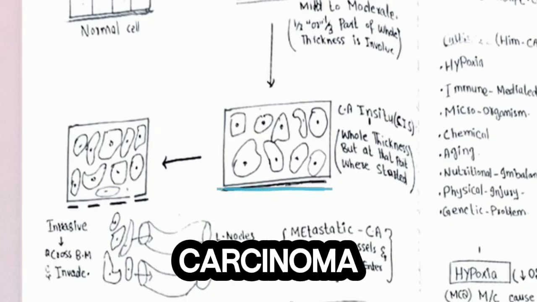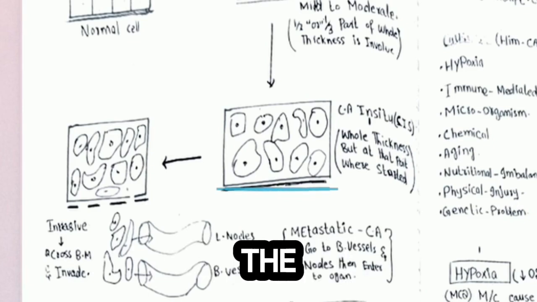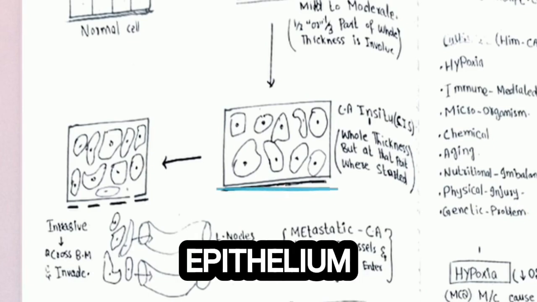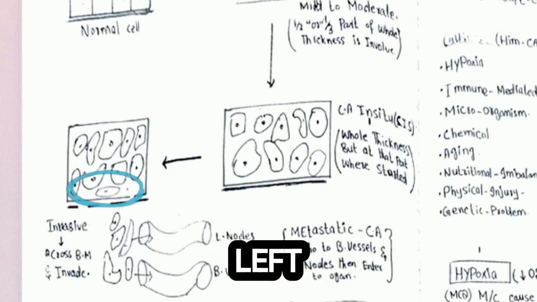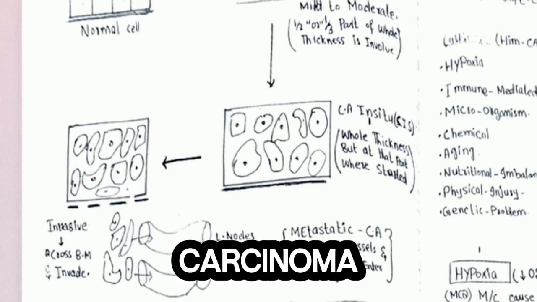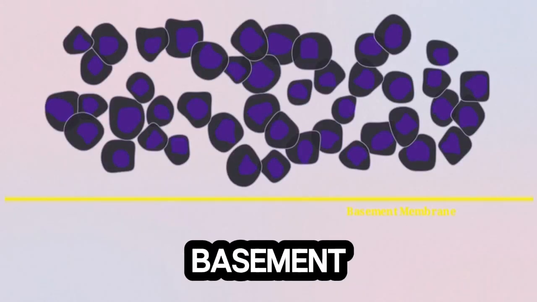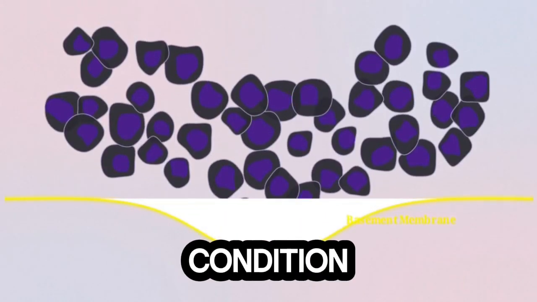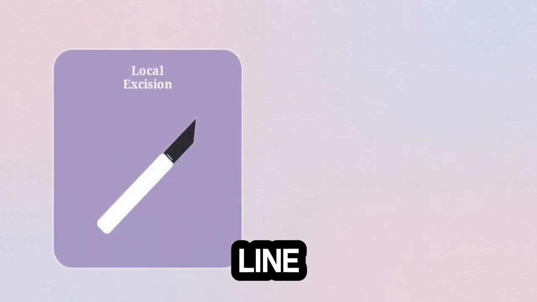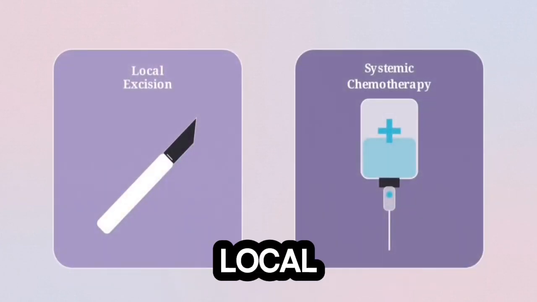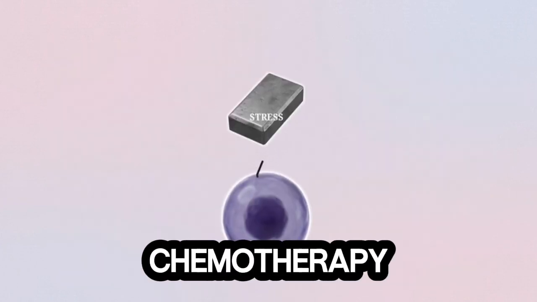On the right, carcinoma in situ involves the entire thickness of the epithelium, but the basement membrane underneath remains intact. On the left, the cells finally breach that membrane to become invasive carcinoma. As long as that basement membrane holds, the condition is pre-invasive. The exact moment those cells cross the line dictates whether a patient needs a local excision or systemic chemotherapy.